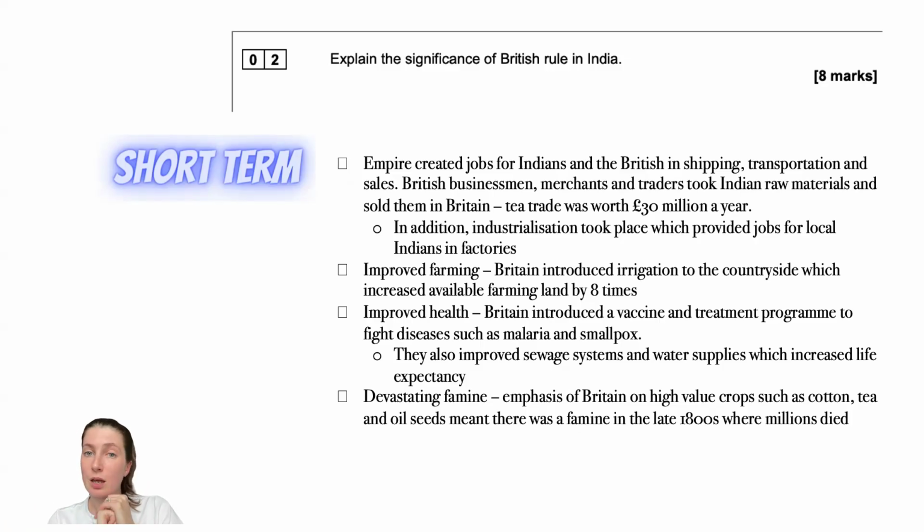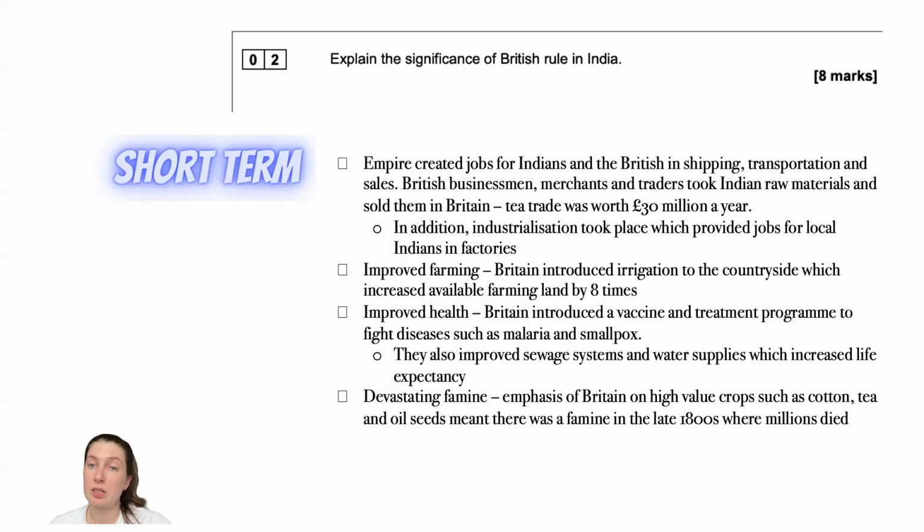India. So empire created jobs for Indians and the British in shipping, transportation, and sales. British businessmen, merchants, and traders took Indian raw materials and sold them in Britain. The tea trade was worth 30 million a year. In addition, industrialization took place, which provided jobs for local Indians in factories. Now, obviously, those jobs were often very poorly paid. Most of the financial aspect of that trade was going to the British. For the GCSE level, you don't really need to go into that. The fact that it changes means it's significant.